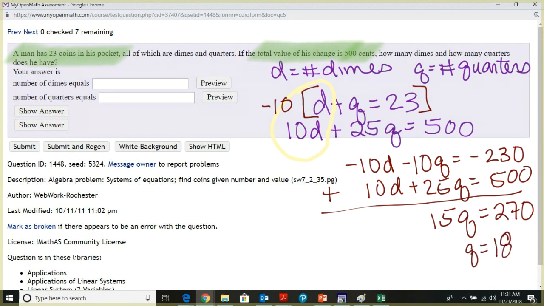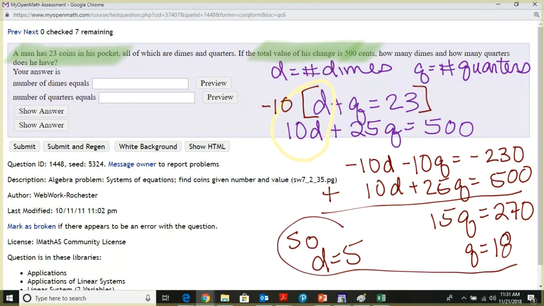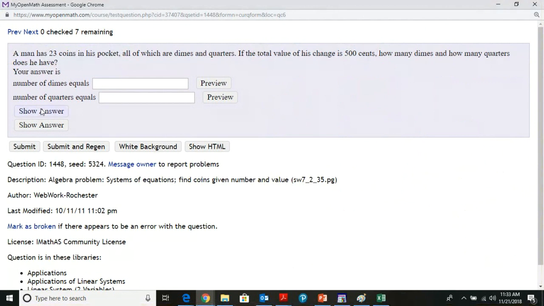So I have 18 quarters, and I know that there's 23 total, so I must have 5 dimes. So we can add those together. 5 plus 18 is definitely 23. If he's got 50 cents in dimes, and 18 times 25 would be 450 cents in quarters. So it looks perfect. So he's got 5 dimes and 18 quarters.